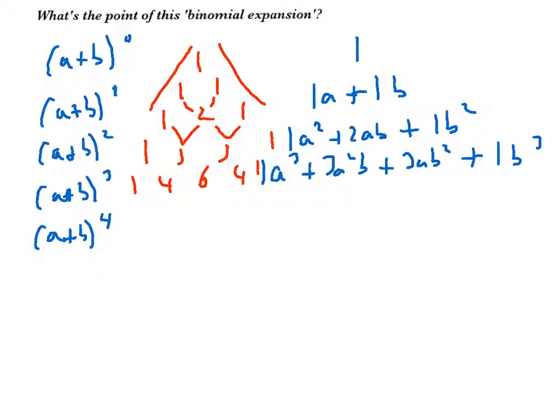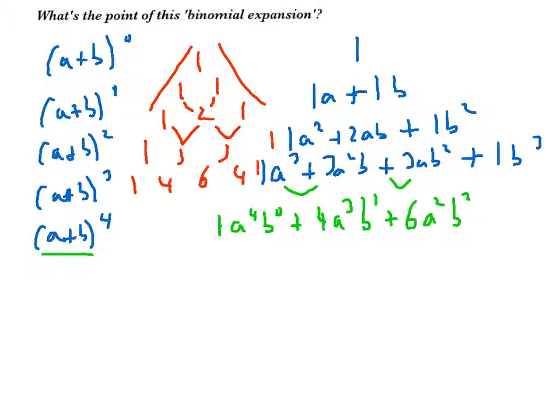And this is what I can do then, as I get onto my a plus b to the 4, I can immediately write out, well, this must be 1a to the 4, b to the 0, plus 4, a to the power reduces by 1 for a, so it must go to 3, b to the 1, plus 6, a squared, b squared, plus 4, a to the 1, b cubed, plus finally the 1 on the outside, so 1b to the 4.